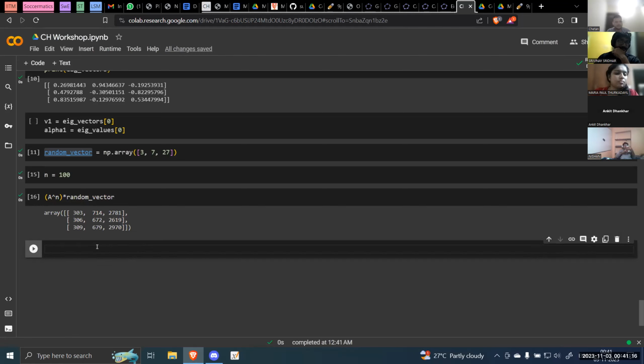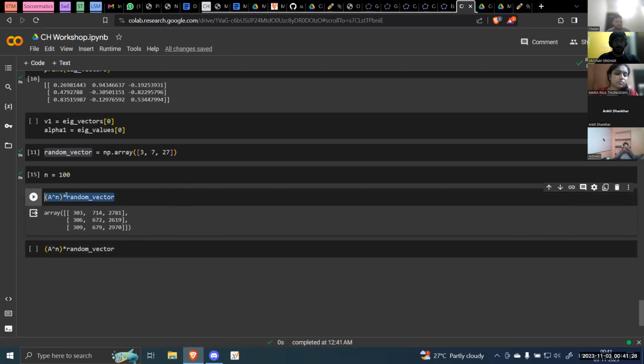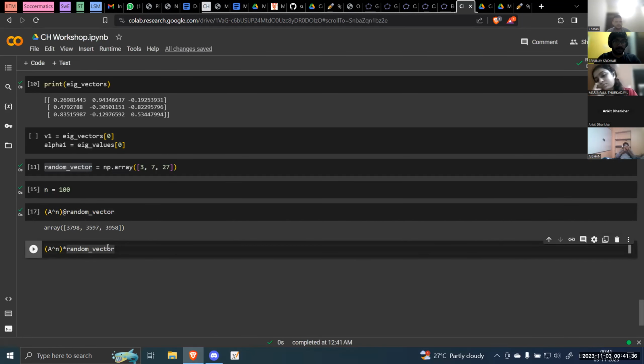So p times n times random vector. Now I'm gonna do the same thing. Wait, it's giving me an eigenvector. Actually, wait, I'm doing it wrong. I think it should be at the rate. Yeah, because it should be a vector, right? Yeah, the output should be a vector.